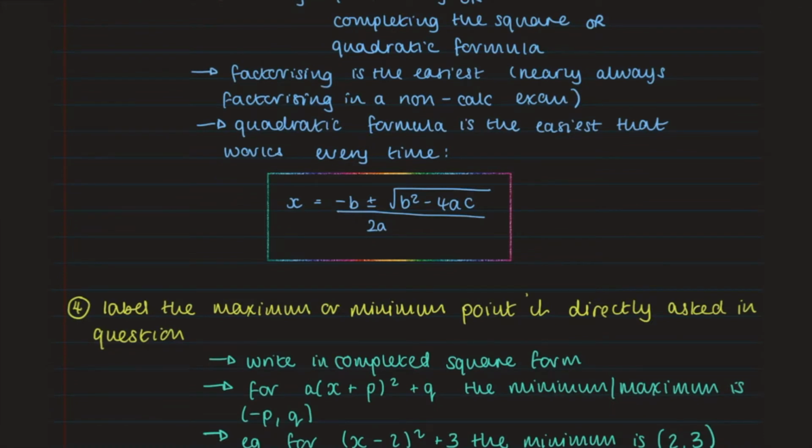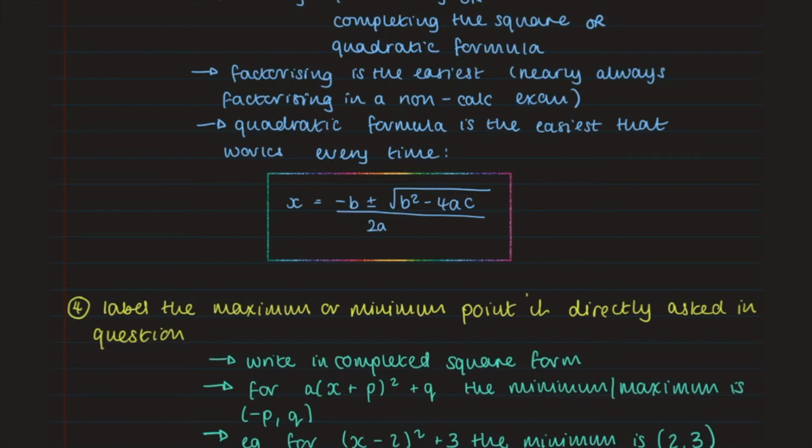Now I need to determine the x-intercepts. To do this, I put my whole quadratic equal to 0 and I solve it. I know how to solve a quadratic. I can do it by factorising, by completing the square, or by the quadratic formula. Factorising is the easiest, but it doesn't always work. However, if it's a non-calculator exam or question, then it's nearly always going to be a factorisation. The quadratic formula is the easiest way that works every single time. I put a copy of the quadratic formula here.